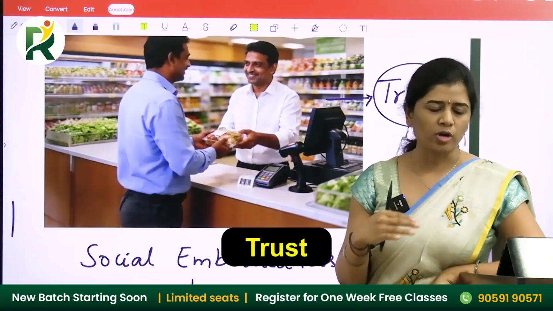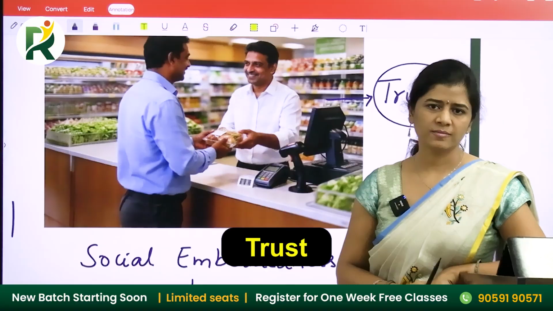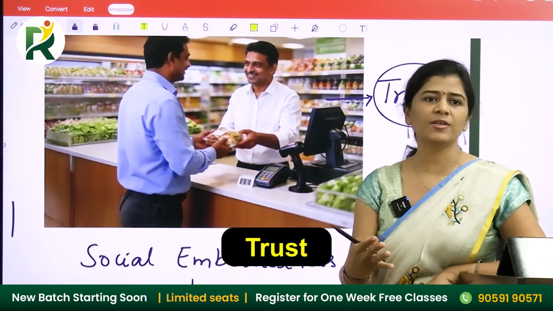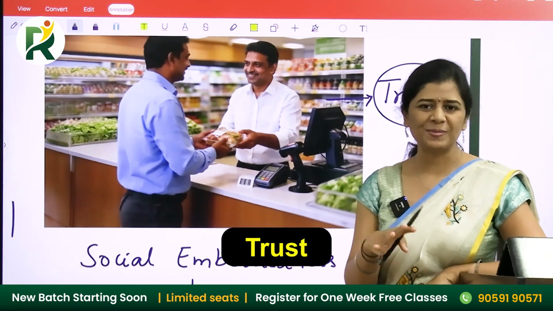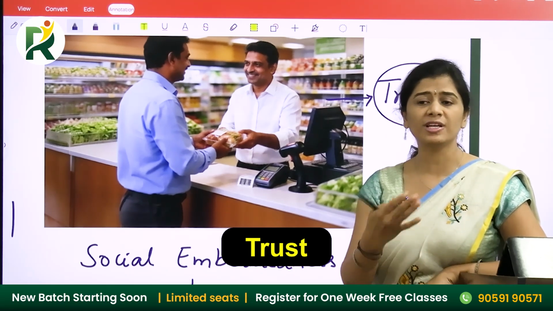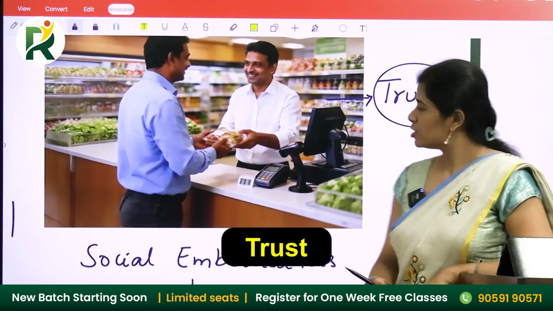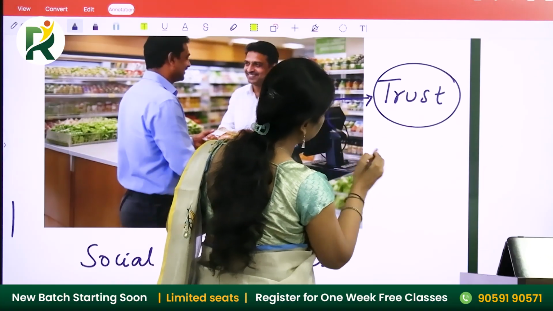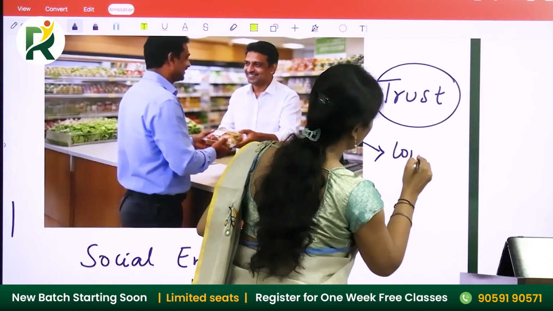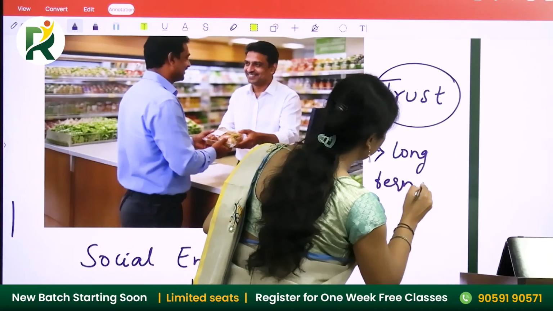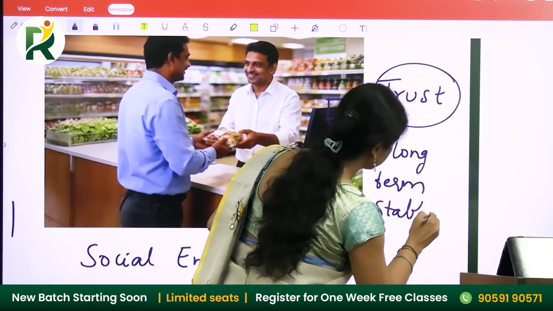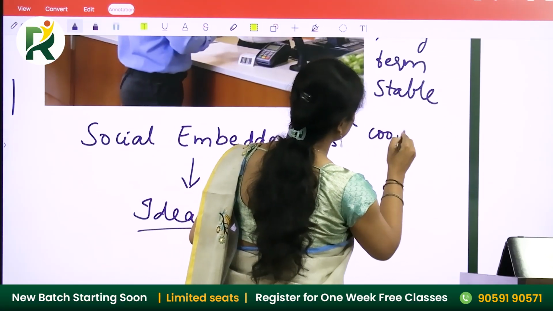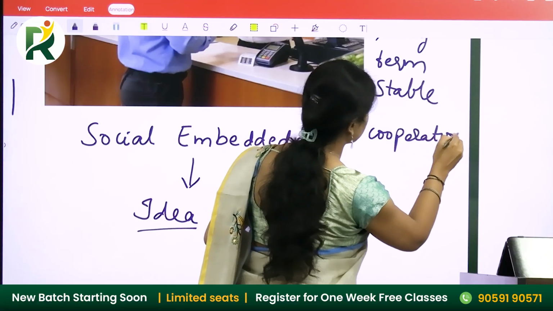Do you form trust with a new person or a totally different person? Without knowing the person, you can't even trust the person, you can't even give 1 rupee. Okay, 1 rupee you may give, but I am just giving an example. You don't give money to a person whom you don't trust. So societal embeddedness results in trust as well as long-term stable relationships in the society. It also results in cooperation among the people of the society.